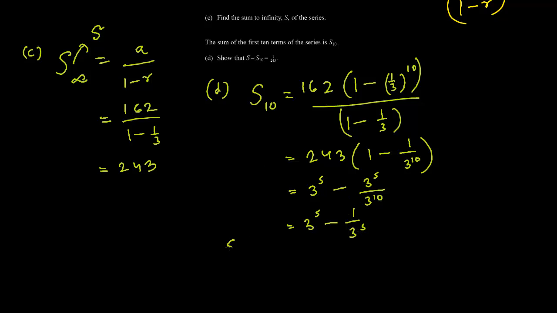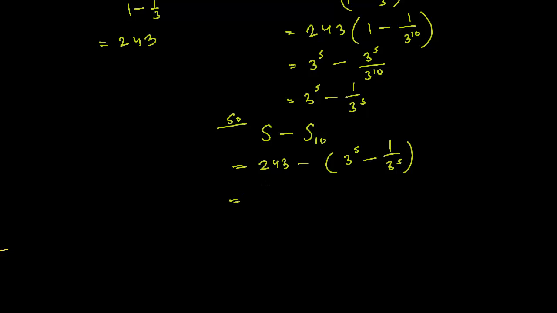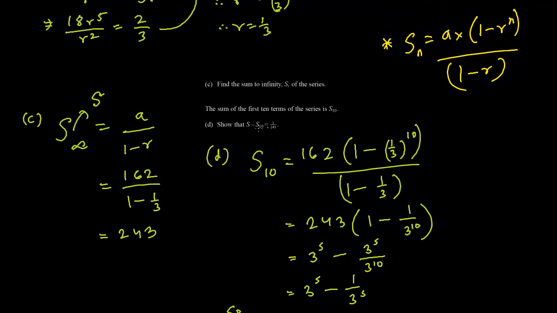Now we have to find the difference. So the difference is going to be the sum to infinity, which is given by the symbol s, minus the sum of 10 terms, that should be equal to 243 minus (3 to the power 5 minus 1 by 3 to the power 5). Now since 243 is also 3 to the power 5, if we open the bracket, 3 to the power 5 minus 3 to the power 5 plus 1 by 3 to the power 5. Since this 3 to the power 5 and this 3 to the power 5 cancel off, the value is going to be 1 by 243, and that's what they asked for. Show that s minus s10 is 1 by 243.